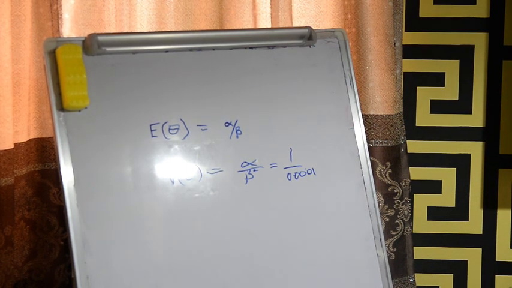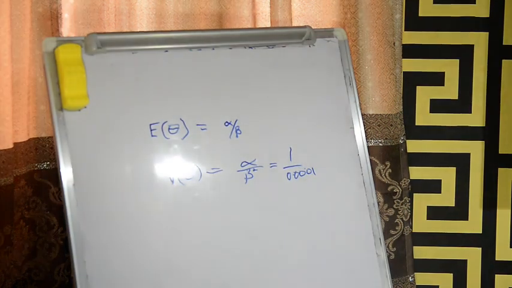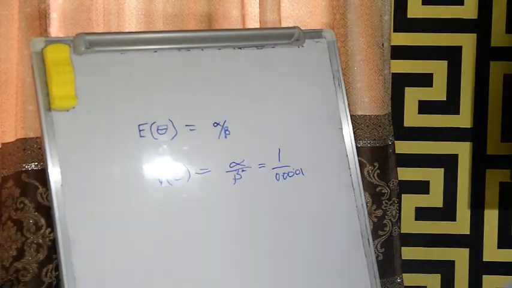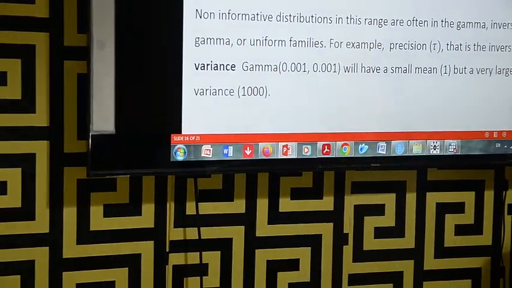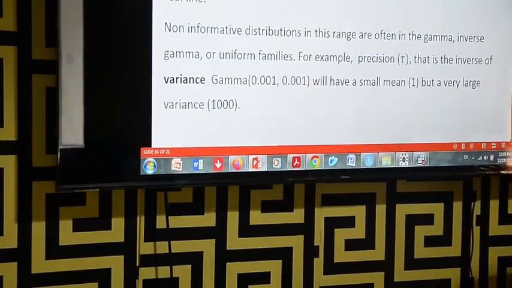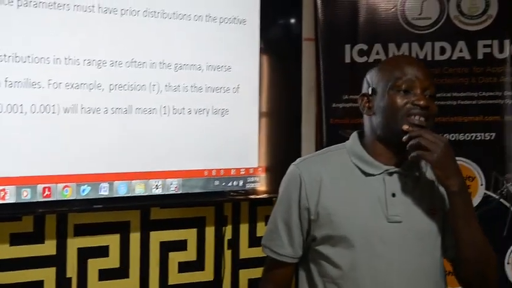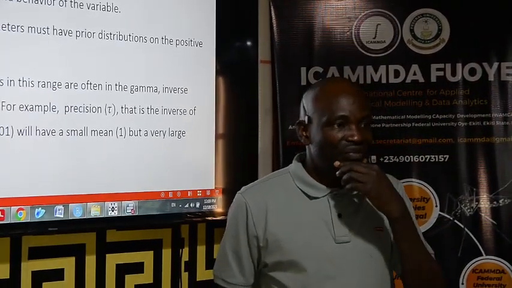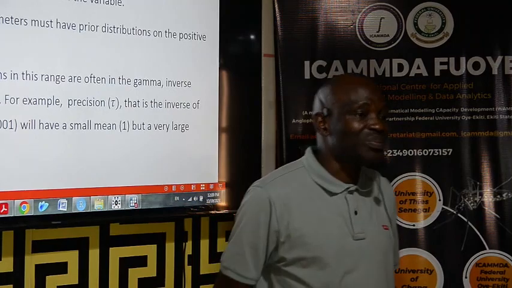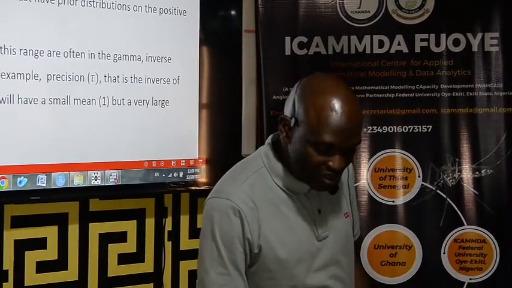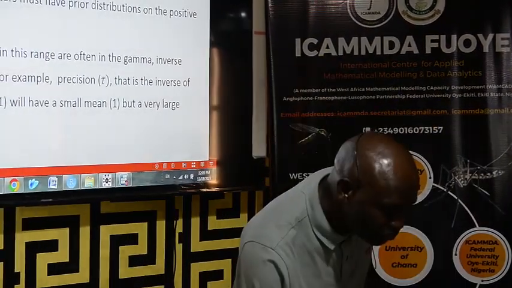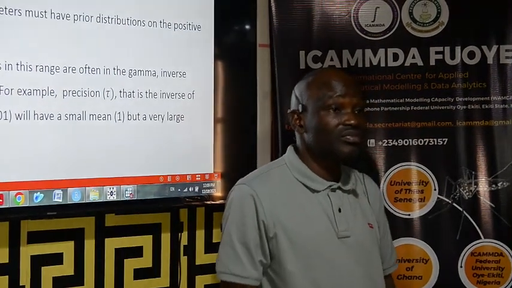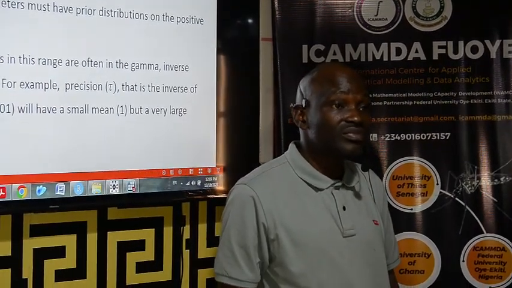of Bayesian analysis. In fact, most times people will just specify, you can use this prior. It's the most subjective part of it. But we still try as much as possible and see what we can do. So under what condition can we use a non-informative prior?